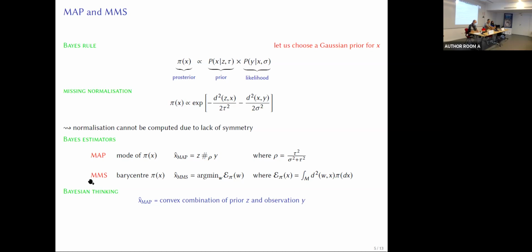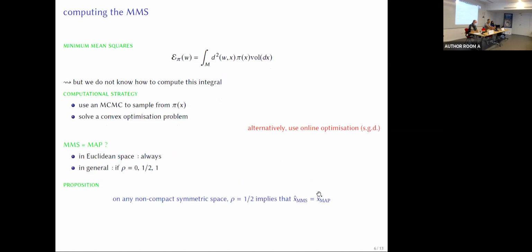This is easy to compute, but the MMS involves minimizing a function. How do we compute the MMS? It's the solution of this minimum mean squares problem, which is a strongly convex problem. It has a unique solution. We want to minimize E of pi, but we don't know how to compute this integral. Therefore, we need to come up with a computational strategy. It consists in one using Markov Chain Monte Carlo to sample from the posterior density pi here. And then we solve a convex optimization problem which approximates this problem.